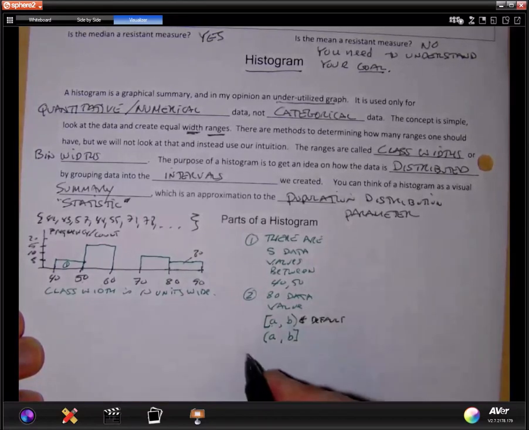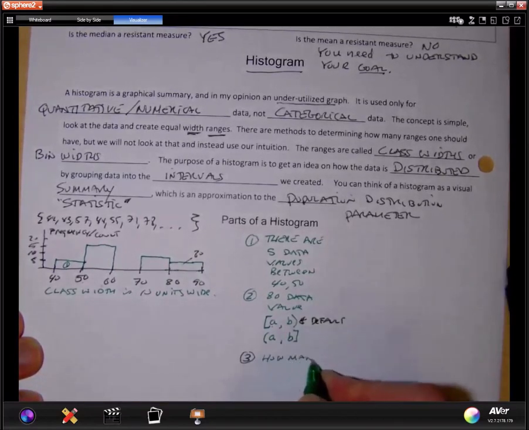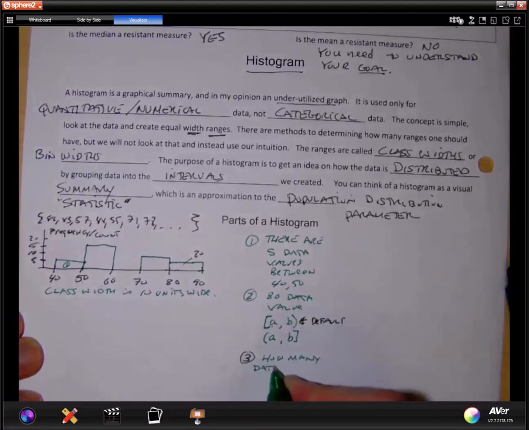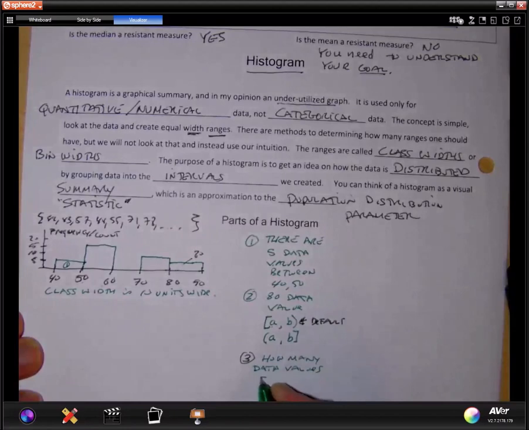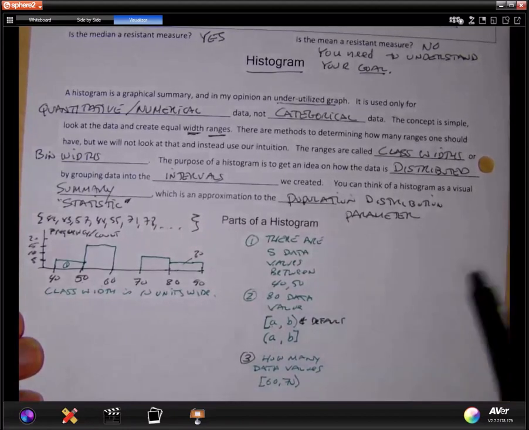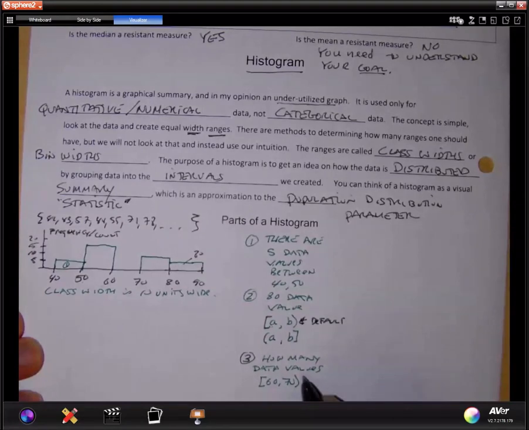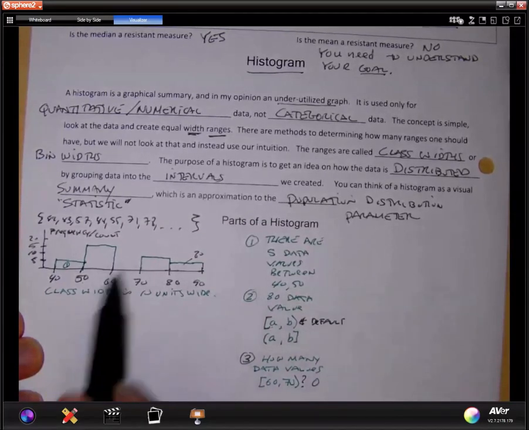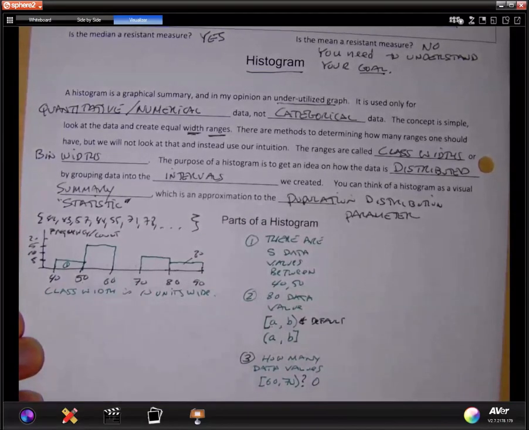Okay, what about between 60 and 70, how many data values? In interval notation, 60 to 70: don't include 60, but include 70. And the answer is 0, right? So the empty space just means there are no data values that fall between this number and that. So that's how you read that.